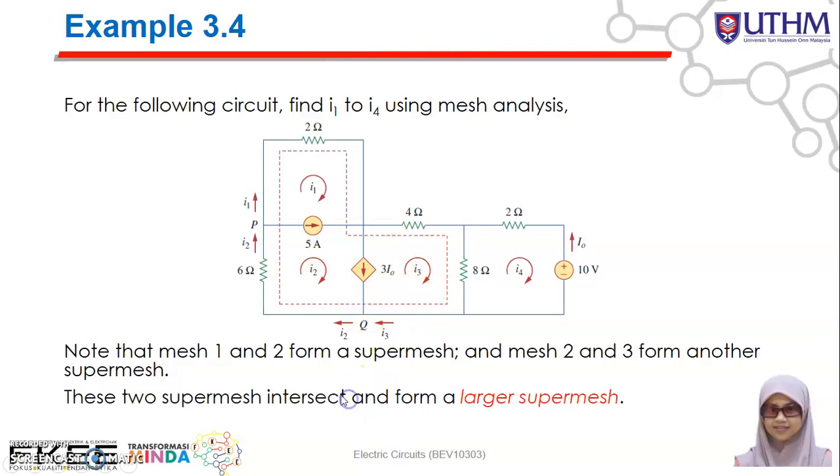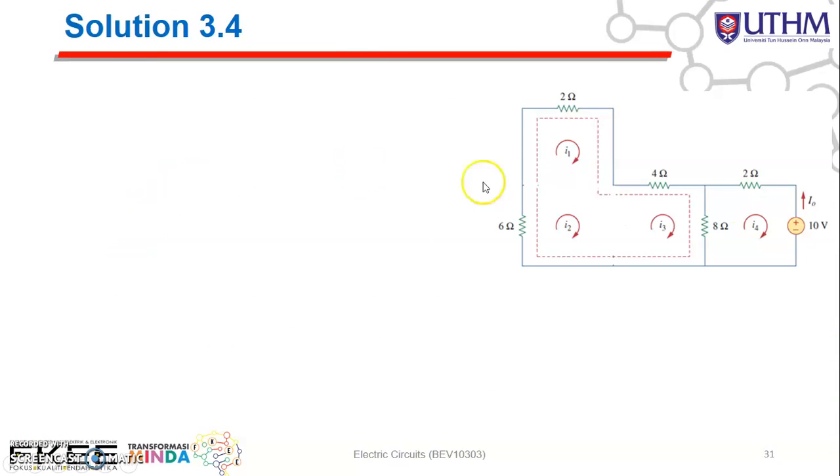Okay, and then because the two super meshes, the first and the second, intersect each other, they will form a larger super mesh. So the red dotted line here represents the larger super mesh. Okay, all right. And then next, you need to apply KVL for the larger super mesh. Okay, so let's move to the solution.